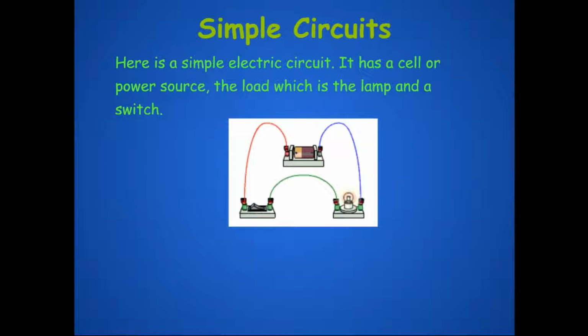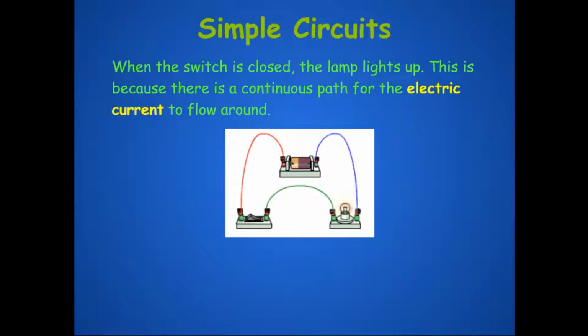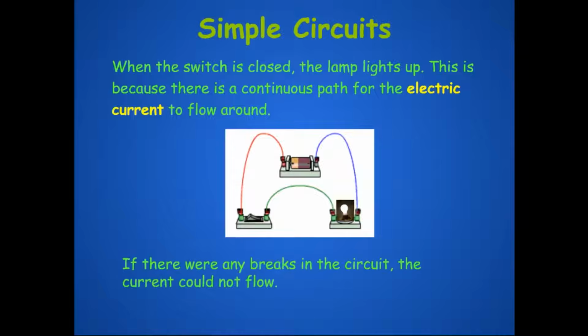Here's a simple electric circuit. It has a cell or power source, the load, which is the lamp, and a switch, as labeled here. To make the circuit complete, these components are connected together with metal connecting wires. When the switch is closed, the lamp lights up. This is because there is a continuous path for the electric current to flow around. If there were any breaks in the circuit, the current could not flow.